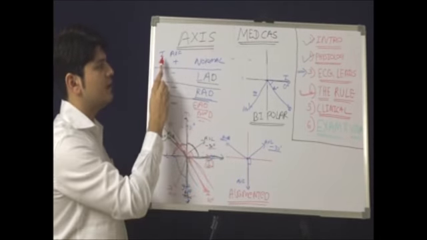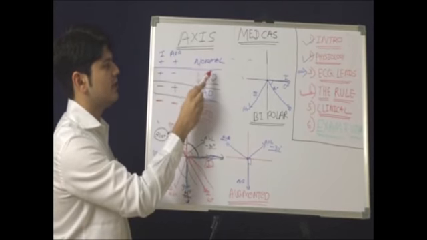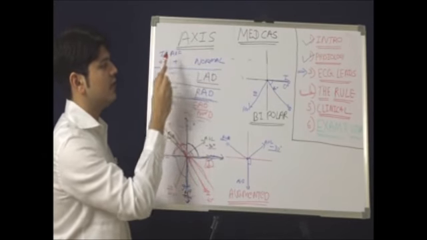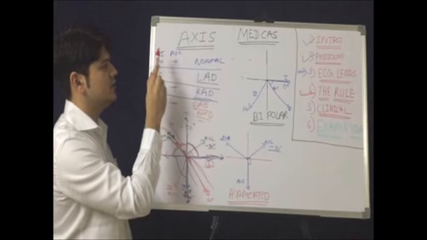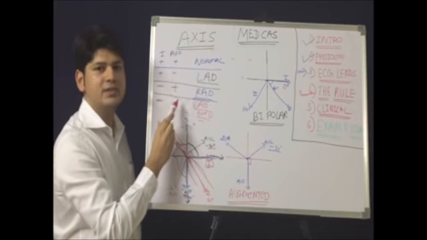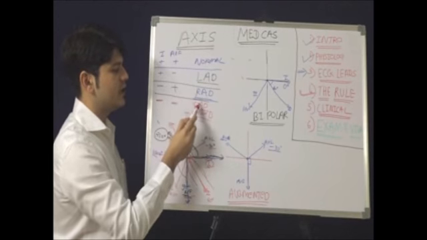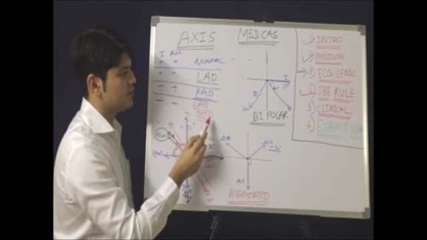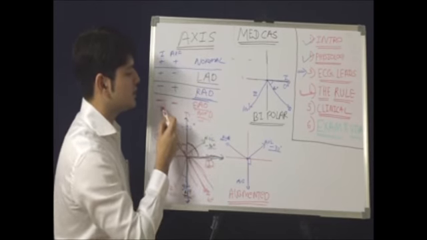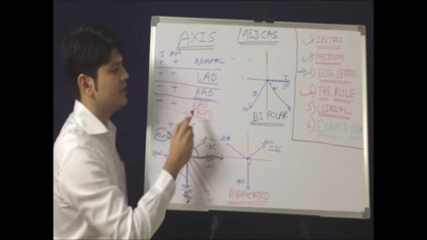Let's revise one more time. Lead 1 positive, AVF positive, normal axis. Lead 1 positive, AVF negative, left axis deviation. Lead 1 negative, AVF positive, right axis deviation. Lead 1 and AVF both negative, you get the extreme axis deviation or the northwest axis deviation. Fine. So these are the things, how to determine the axis clinically.